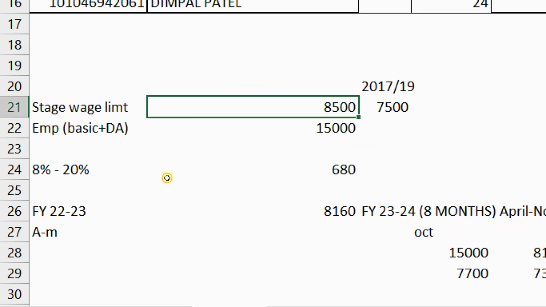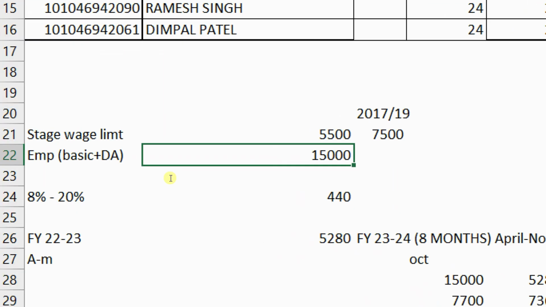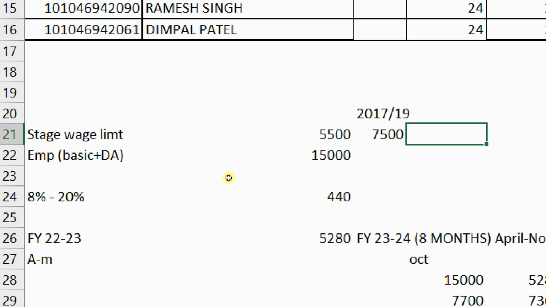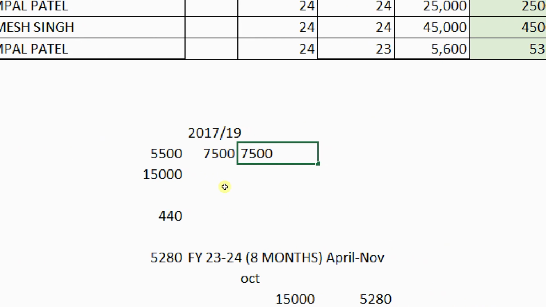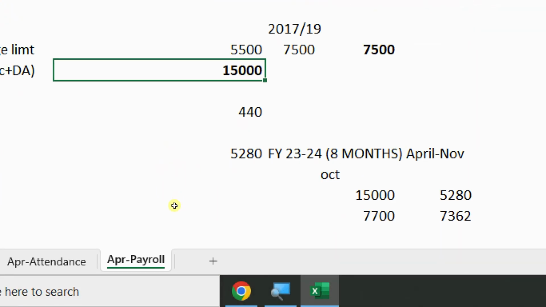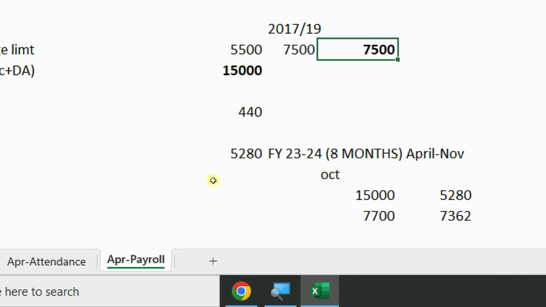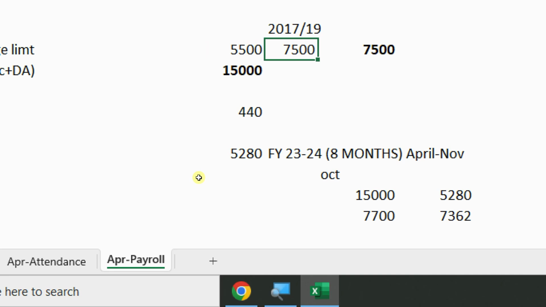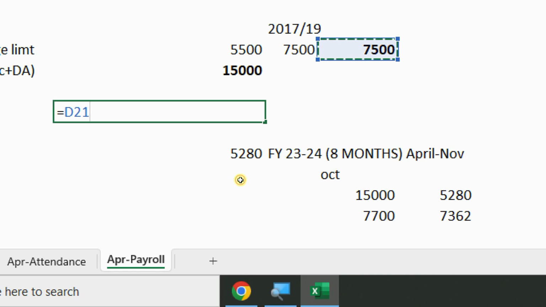Now there is one more case. In this case, let's say Bihar. State wage limit 5,500. Out of these two, whichever is higher, 7,500. Out of 7,500 and this 15,000, whichever is lower. Now you should go on this. Here we should not consider the state limit because the state limit is less than the countrywide limit. That's the reason we should go by 7,500. On this amount, 8% will be calculated.